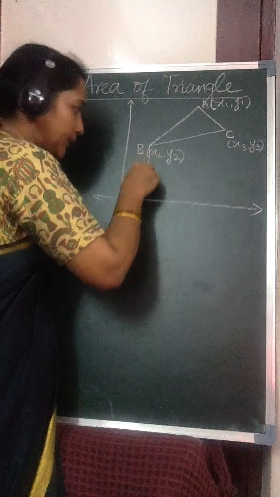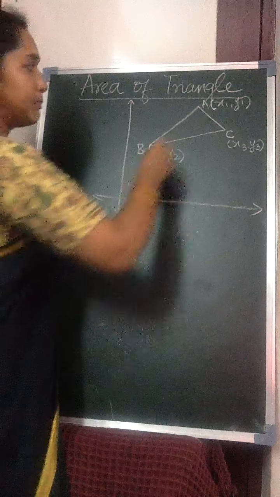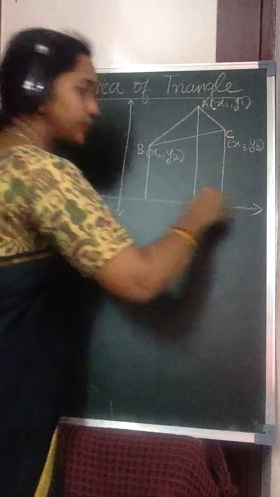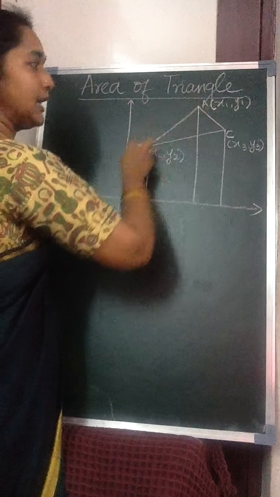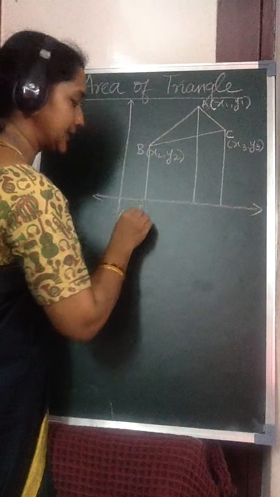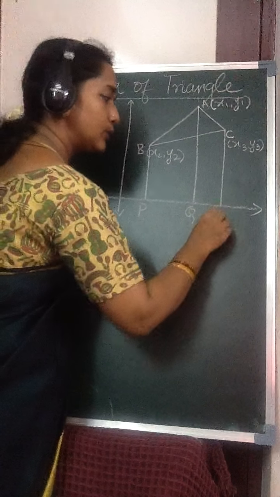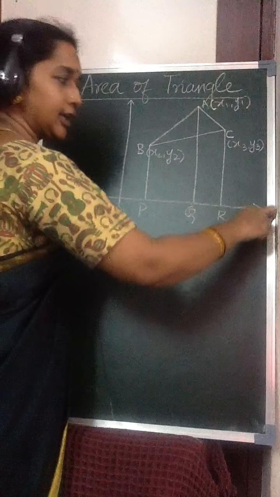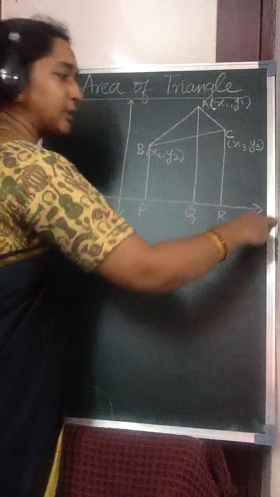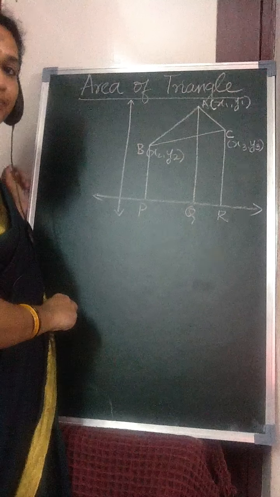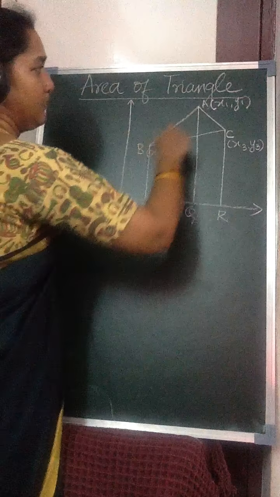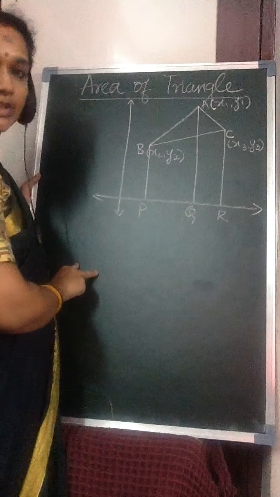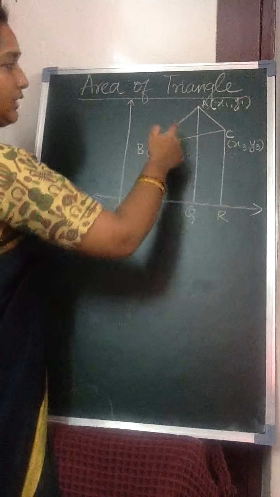You draw perpendicular line for all the 3 points. So A, B, C, you take this as P, Q, R. So BP is perpendicular to x-axis, AQ is perpendicular to x-axis and CR is perpendicular to x-axis. So when you take, if you want to find the area of this triangle, in other way we can do that.